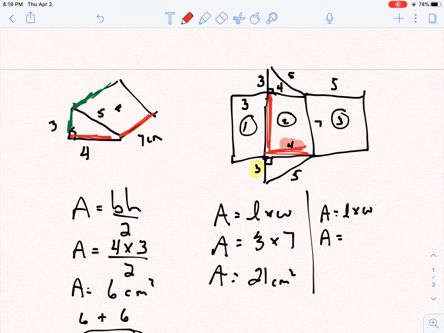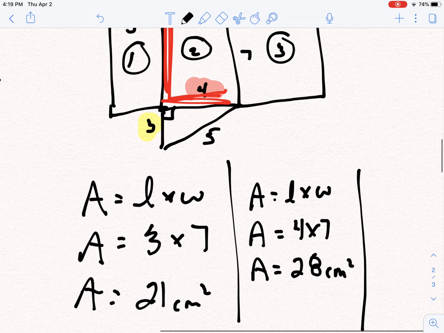And again, there's my 7, because we know the separation between the triangles is 7. So I have 4 times 7, and 4 times 7 is 28. So I have 28 centimeters squared. And now I have to try and get my third one in here, which is going to be a challenge. But I know it's going to be a rectangle as well.